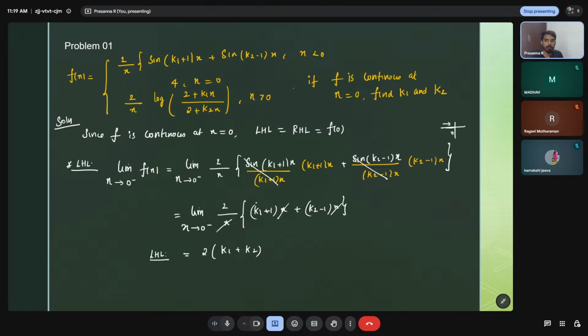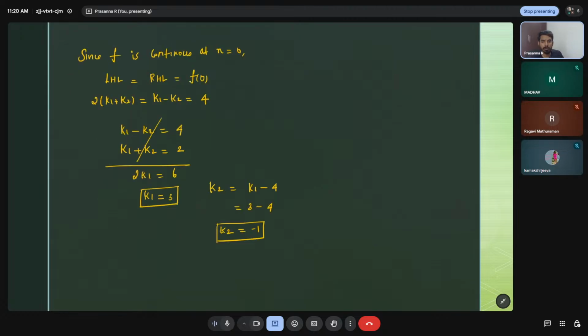That's it. So your k1 is 3 and k2 is minus 1. Right? Very simple problem. See, that's what I'm saying. If you are strong in limits, continuity is very, very simple. The only thing is they will say it is continuous at some point. To the left of that point, they will give some function. To the right of the point, they will give some function. At that point, they will give the function value. So just find the limit for this function, this function, and this function. If all three are equal, it is continuous. But since it is continuous, with that we are finding the unknowns k1 and k2.